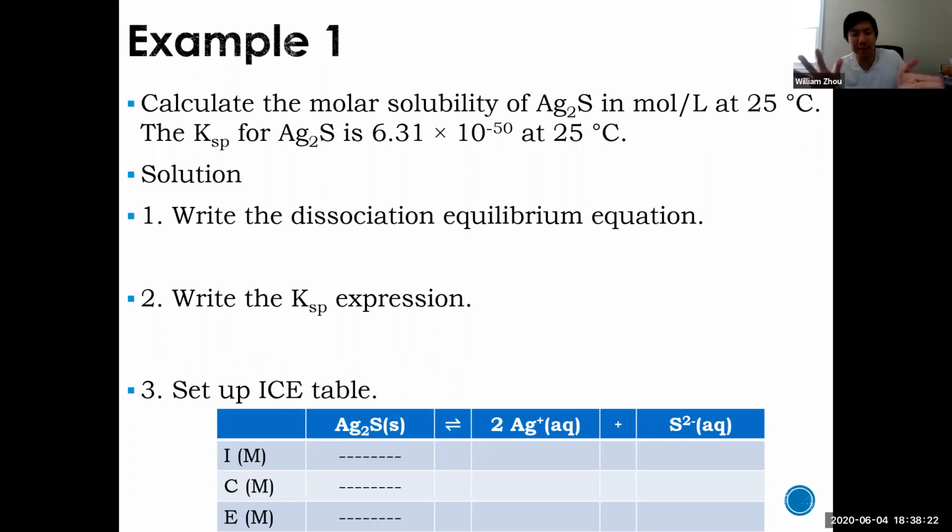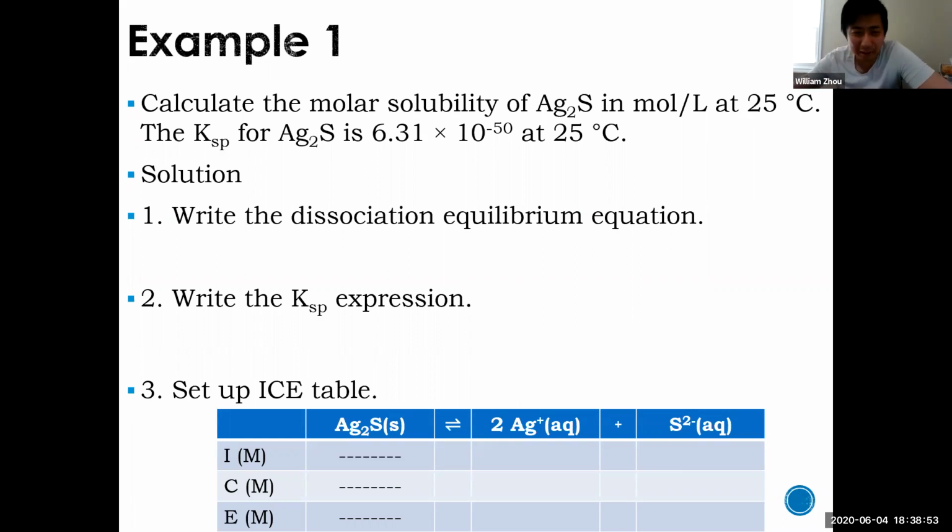First of all, just look at the Ksp. Look at how tiny that thing is. 10 to the negative 50 is unimaginably small. That is a lot smaller than Planck's number, which is 10 to the negative 34. This is beyond the scope of our imagination. So this tells you that silver sulfide, for all intents and purposes, does not dissolve.